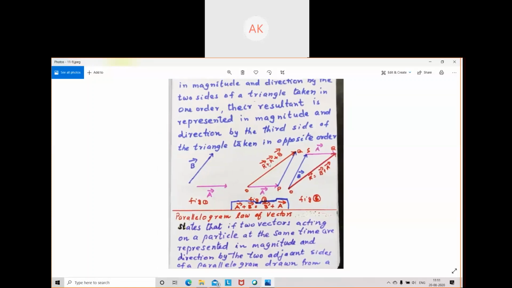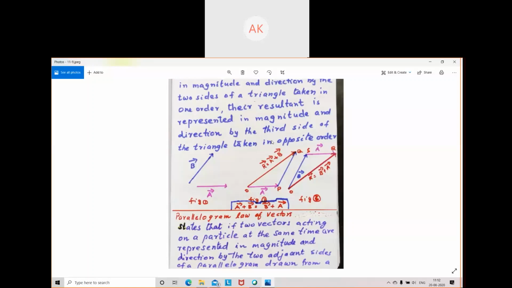So now we got the resultant of these two vectors, A and B. What is the resultant? The resultant is this vector, the red line. That is the resultant, joining the tail of this vector to the tip of this vector. Or it is the third side of the triangle taken in the reverse order. So this is just like the tail to tip method, same method. But here we have represented them as the two sides of the triangle in the same order. Then the resultant is the third side of the triangle in the reverse order, like that.